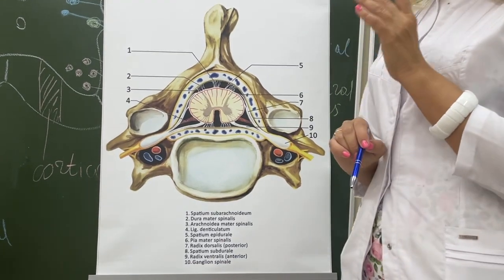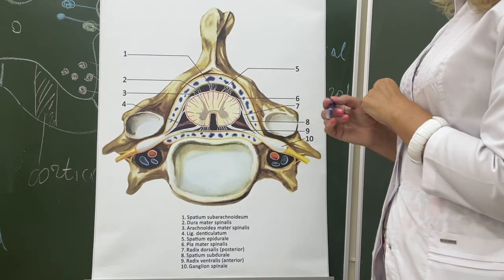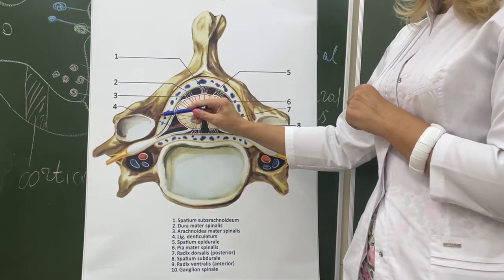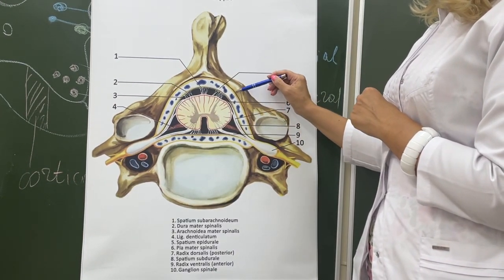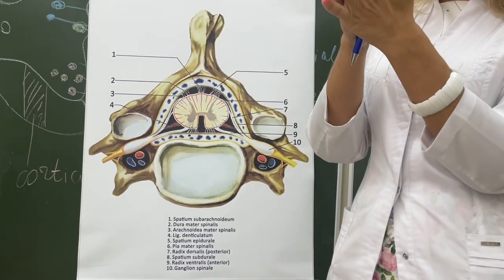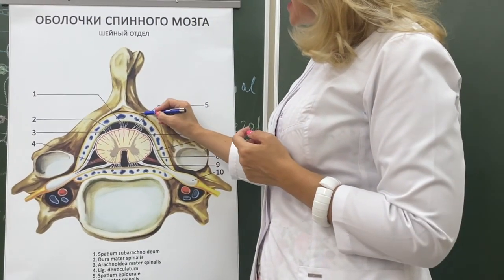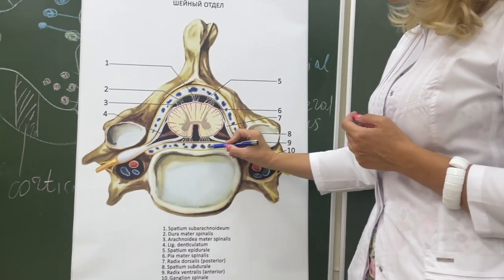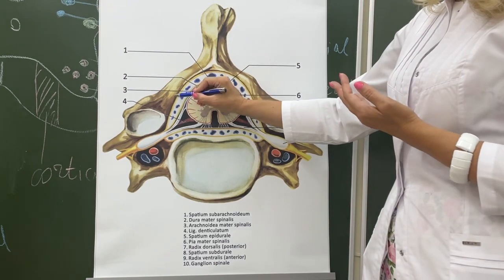They are subdivided by these spaces. The first of them is formed between the periosteum of the vertebral column and the dura mater. We say cavity, but in reality it's a very narrow slit. This one is called the epidural space. So it's formed between the dura mater and the periosteum of bone.